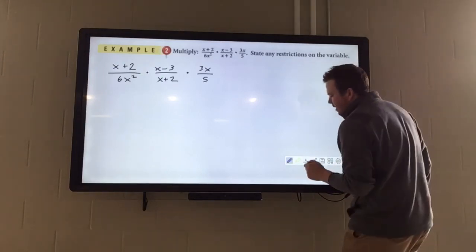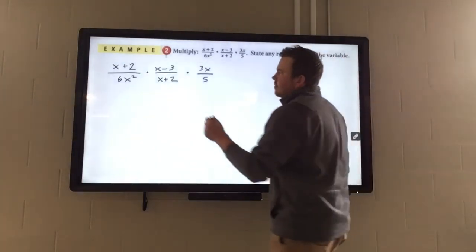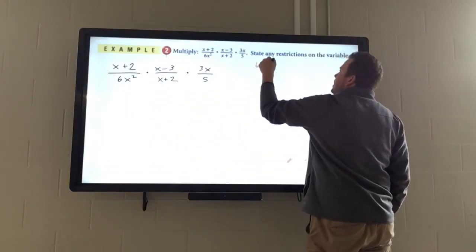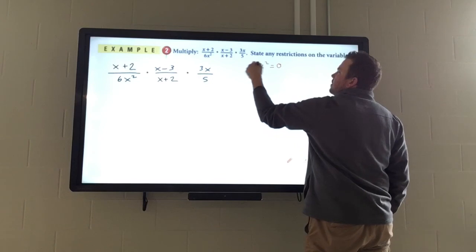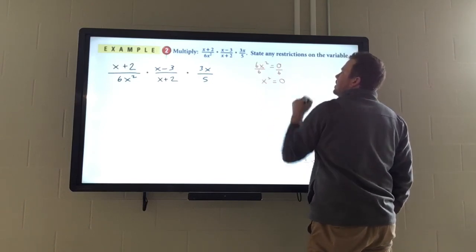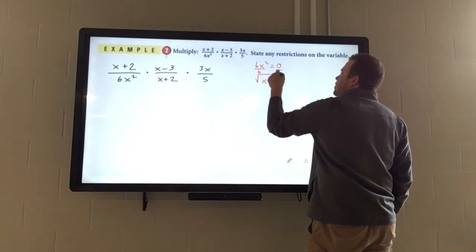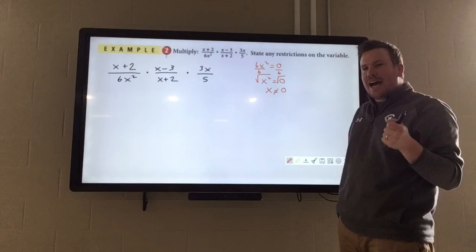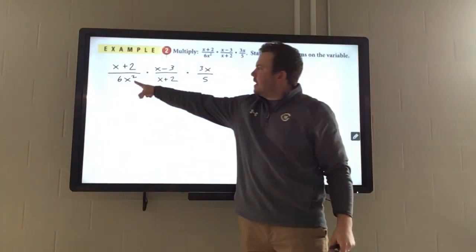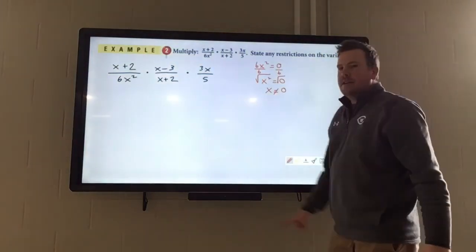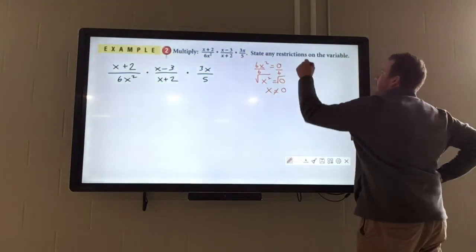Let's start by finding the restrictions. Start with my first denominator over here, 6x squared. Set that equal to 0 and solve. Divide both sides by 6. That gives me x squared is equal to 0. Take the square root of both sides. X is equal to 0. So what that tells me is x cannot be equal to 0, because if we plugged in 0 for x, it would break that fraction. Let's go on to the next one, x plus 2.